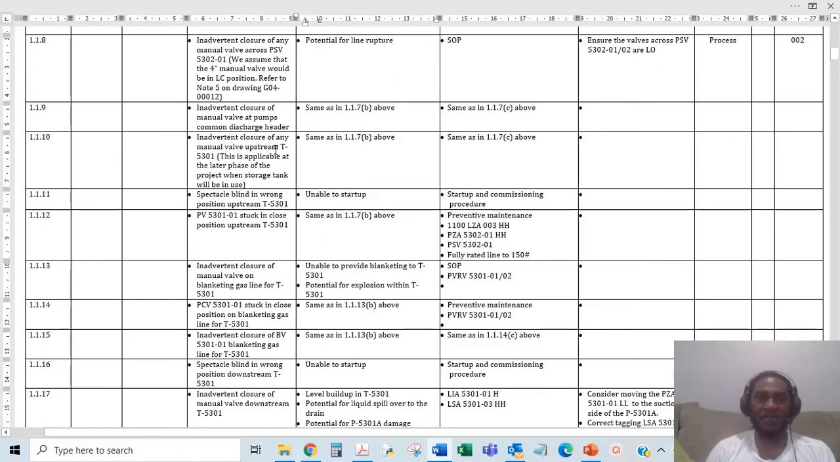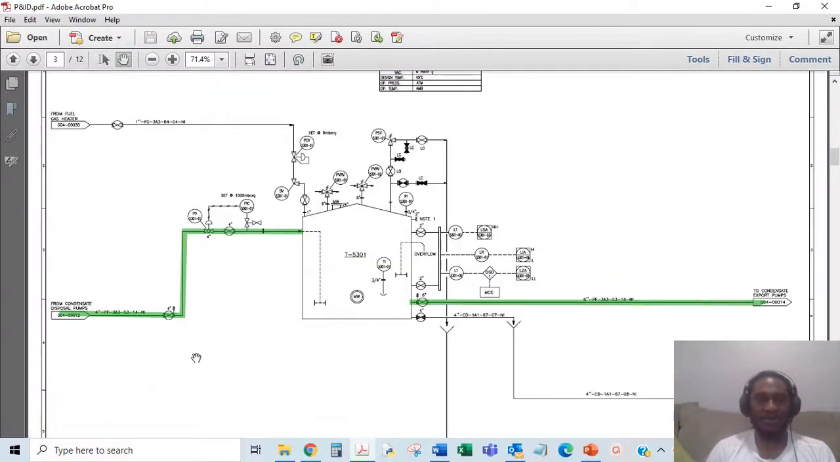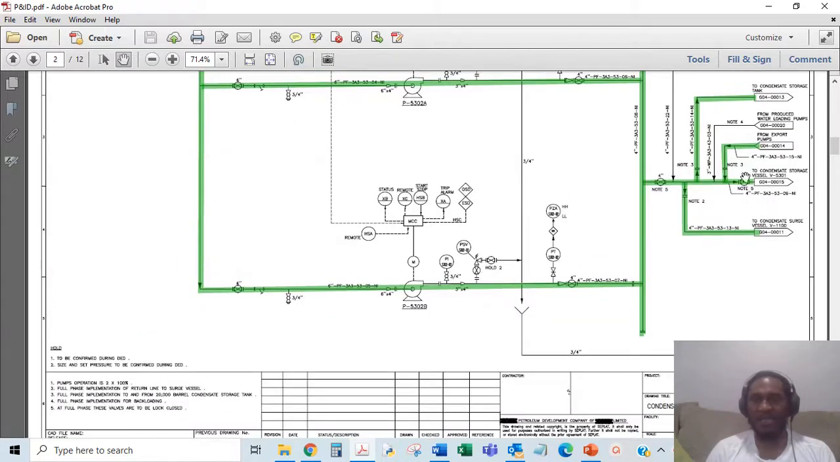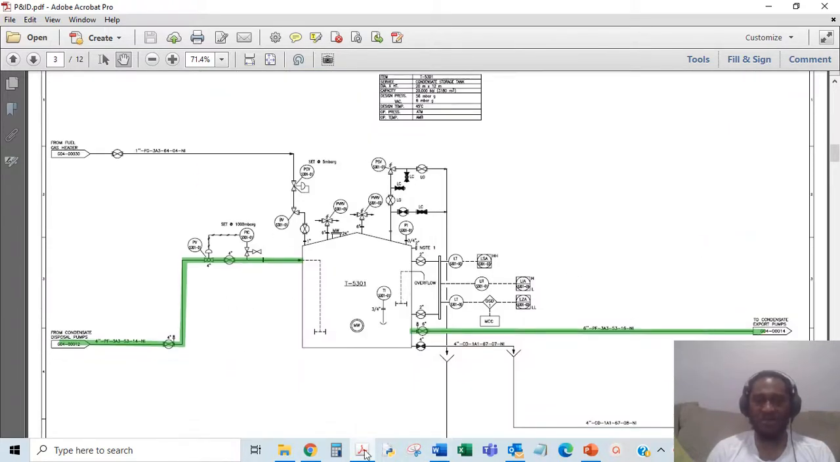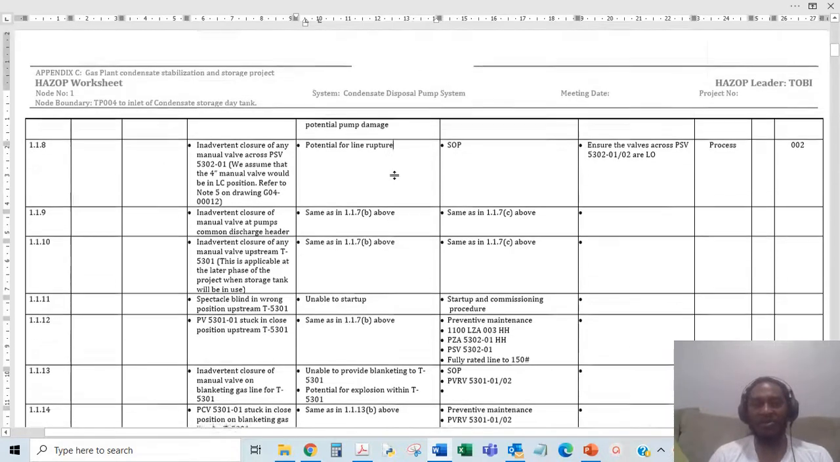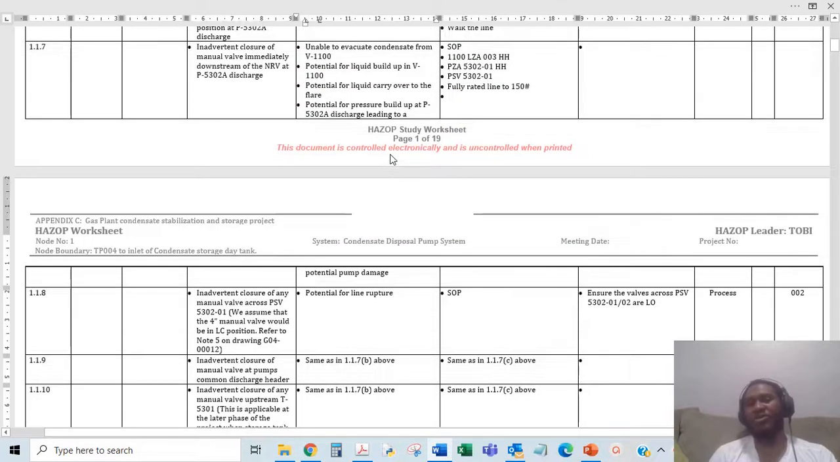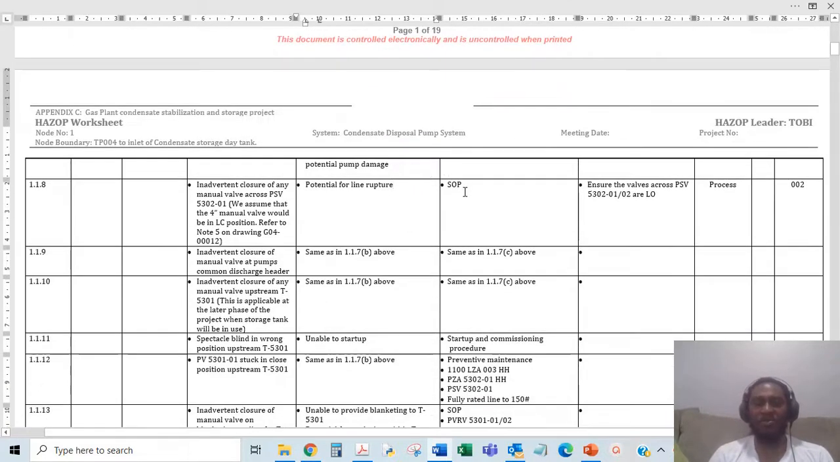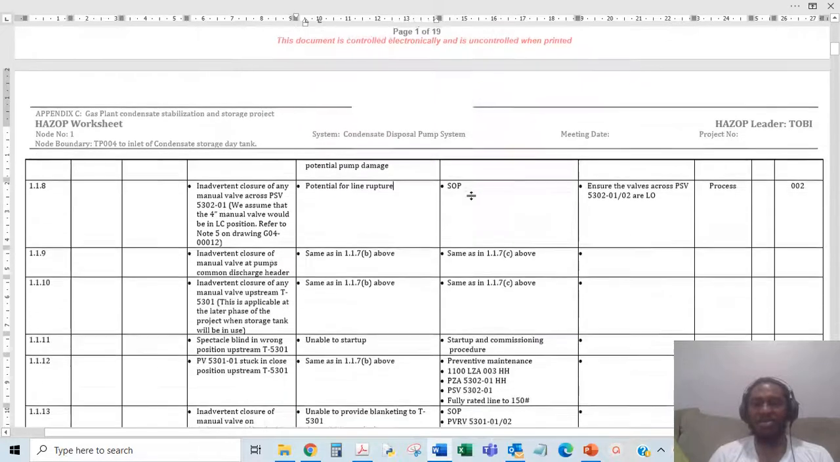Then also we go to inadvertent closure of any of the manual valves upstream of this tank. So we've gone to the next page of the HAZOP. This valve, and this valve, any of all these manual valves could be inadvertently closed. And what would we have? We would have the same as above. This is applicable at the later phase of the project when the storage tank will be in use, because normally this shouldn't be in use. The tank, you wouldn't have any flow. The plant could shut down, potential for liquid buildup, liquid carryover in the upstream equipment. Same, and also these are all the same protections.